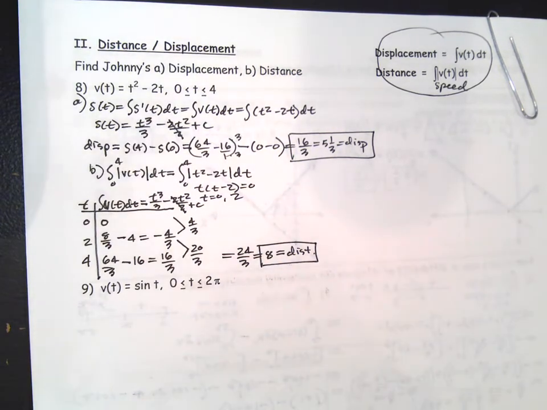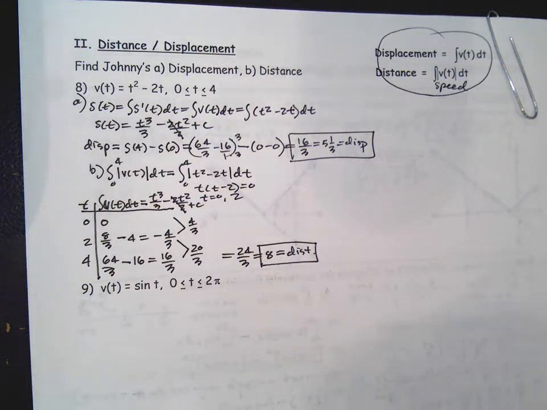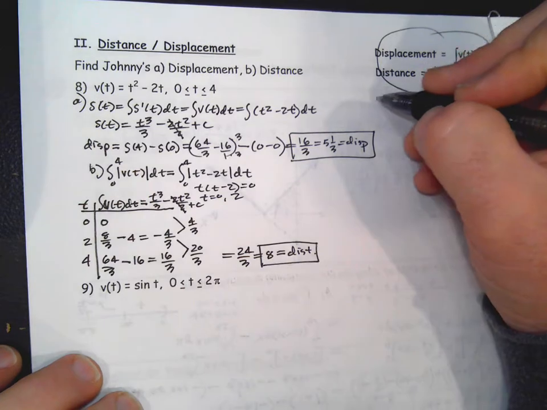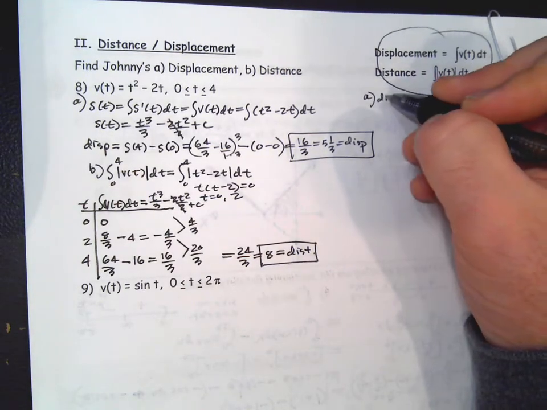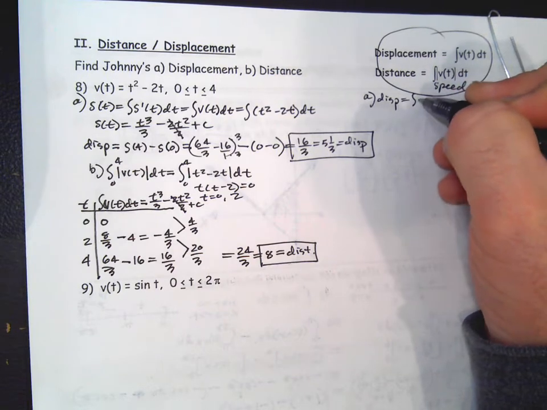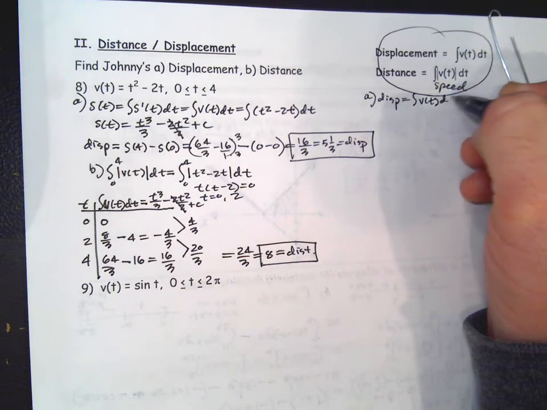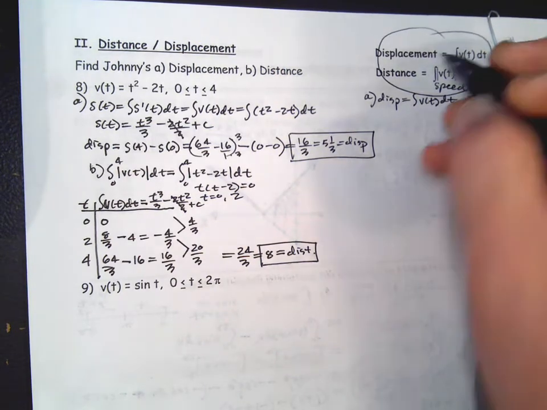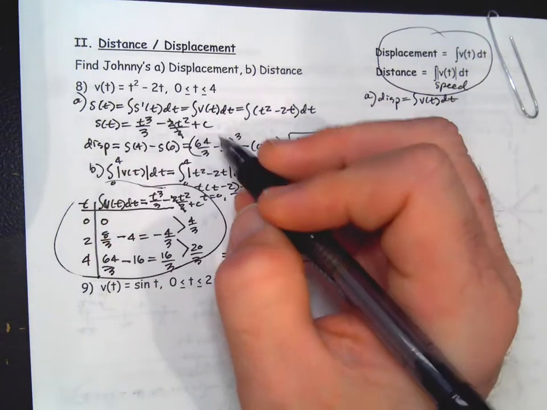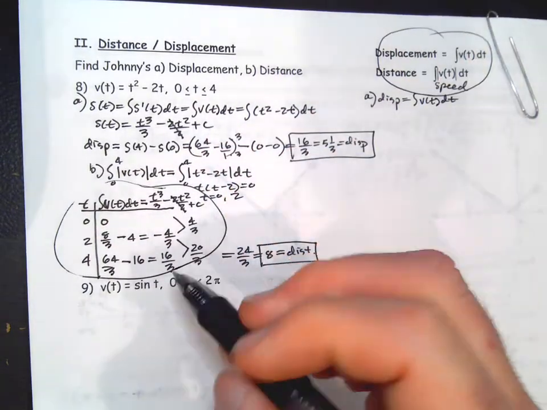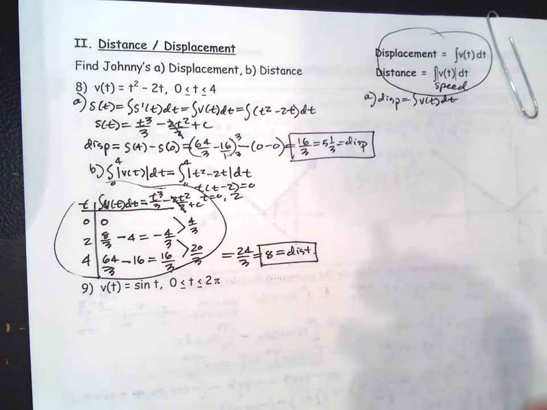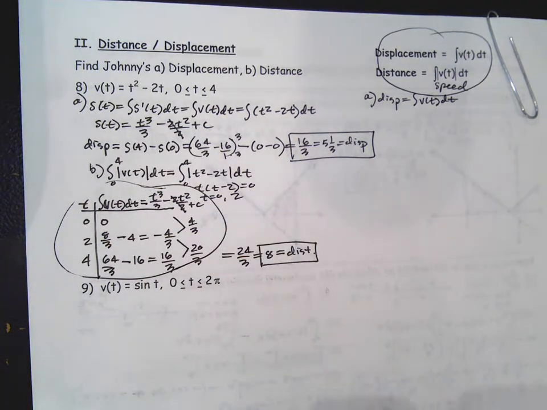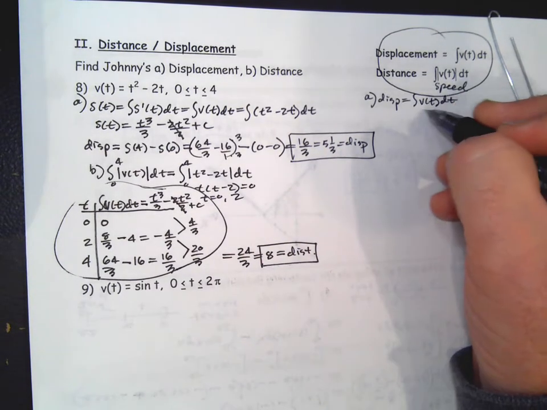All right? Now, alternatively, this is the way I would do it. Alternatively, you could take the approach that displacement is the integral of velocity. In fact, you know what we could do? We could use this one table to do both distance and displacement, because displacement is just going to be this guy minus that guy. That's 16 thirds. That's the way to go. I'll try that on the next one. But I mean, you could do this.